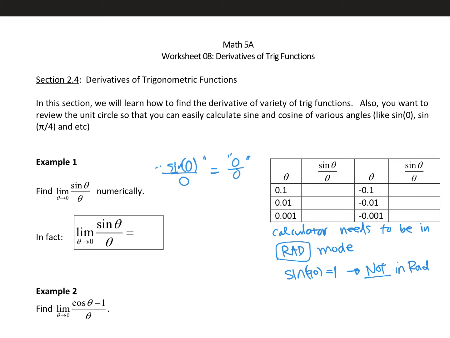Once you plug in these numbers, I'll get 0.99833, and so on and so forth, 0.99998, 0.99999. So you can see it approaches 1, and actually that's the limit. We'll use that later. So sine theta over theta, which is 0 over 0, turned out to be 1.